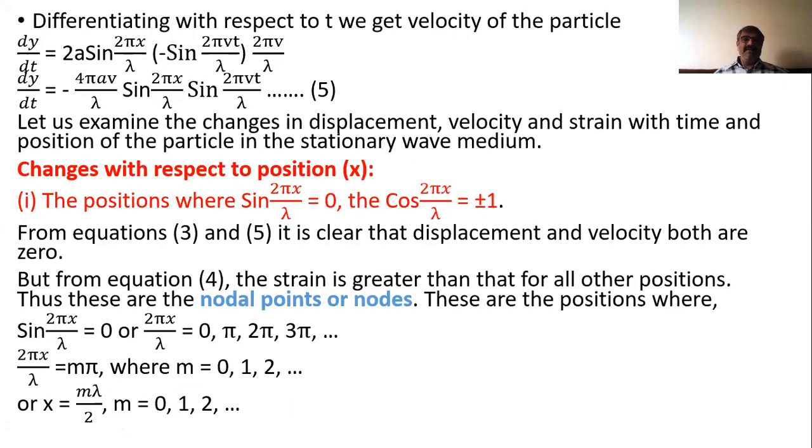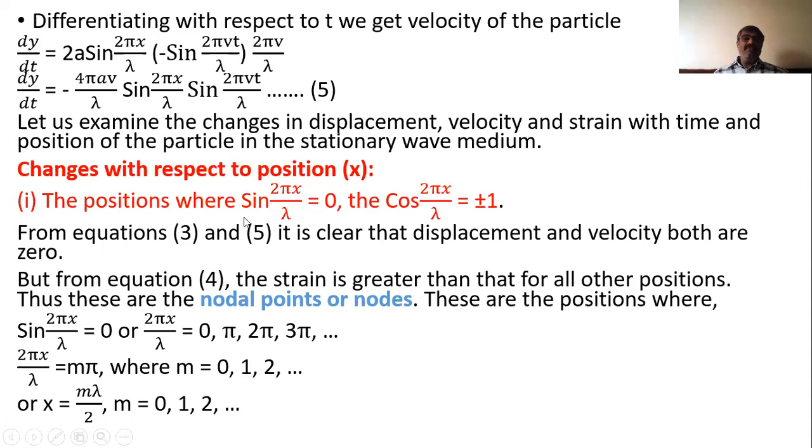So from equation 3 and 5, displacement and velocity both are 0. But from equation 4, it is clear that the strain is maximum. And where is the strain maximum? Strain is maximum where the displacement is 0, and these are the positions of nodal points or nodes. That means the points where sine 2 pi x by lambda is 0 represent the nodal points or nodes.